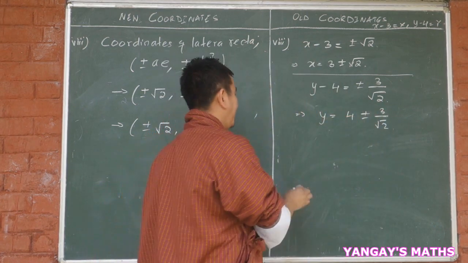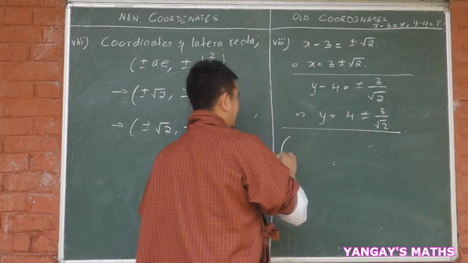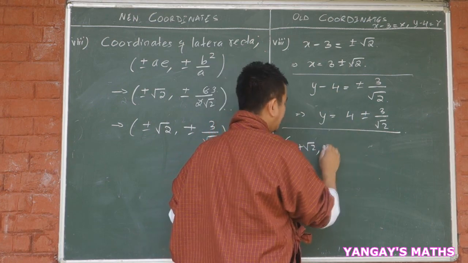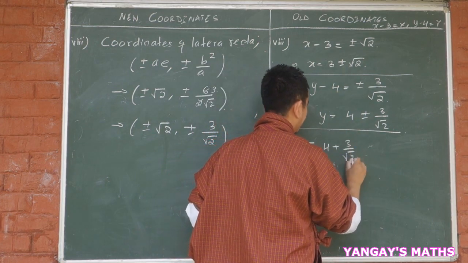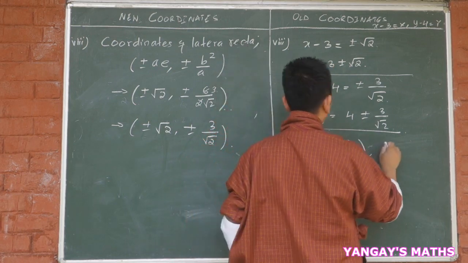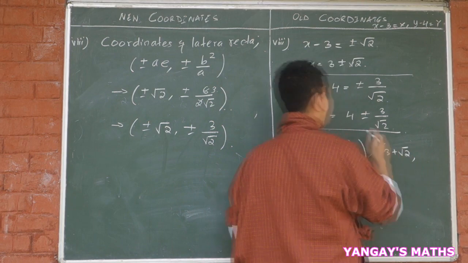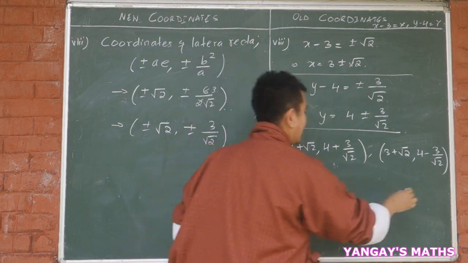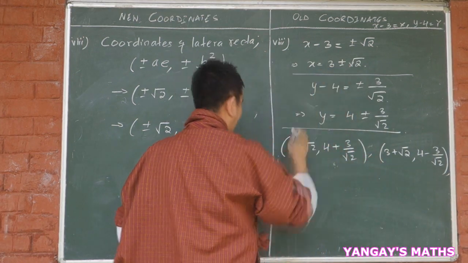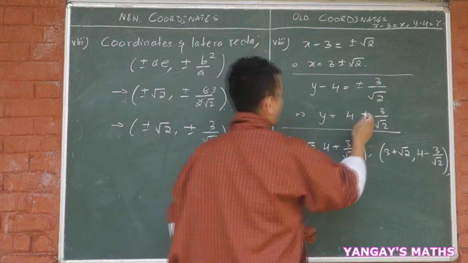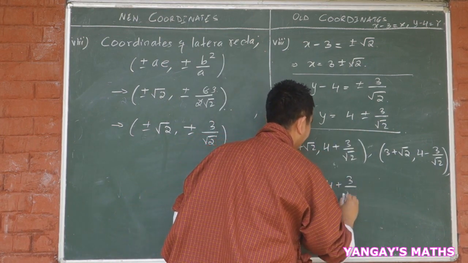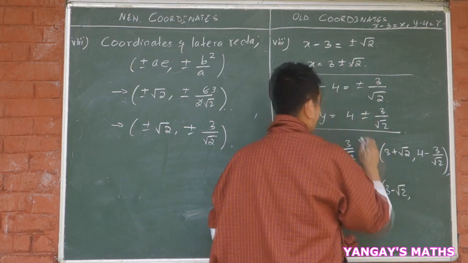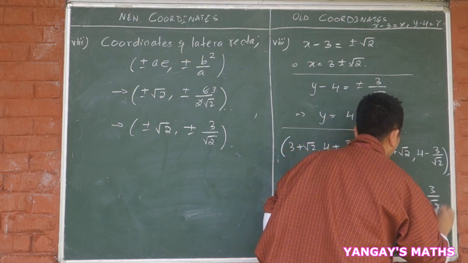Finally, if you want to write the coordinate points of latus rectum, take one positive value, 3 plus root 2. Take one positive value here, 4 plus 3 by root 2. Then take one positive value, 3 plus root 2, but here take the negative value, 4 minus 3 divided by root 2. Then next one: take the minus value, 3 minus root 2, and the positive value, 4 plus 3 by root 2. Then finally 3 minus root 2 and 4 minus 3 divided by root 2.